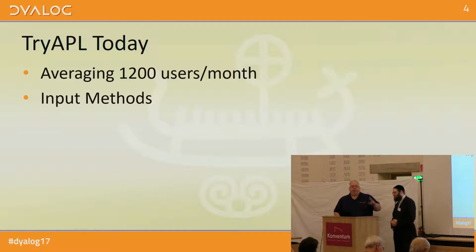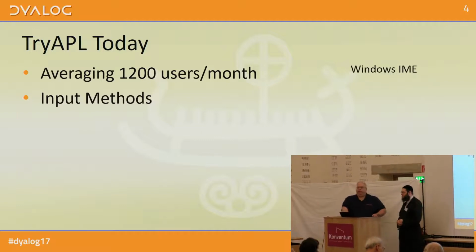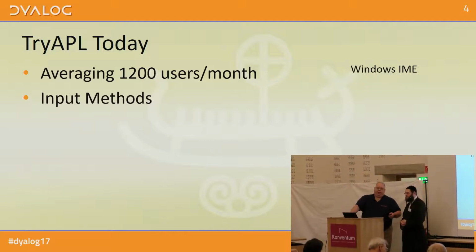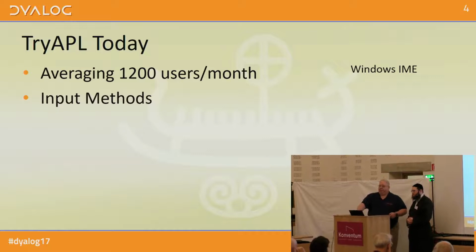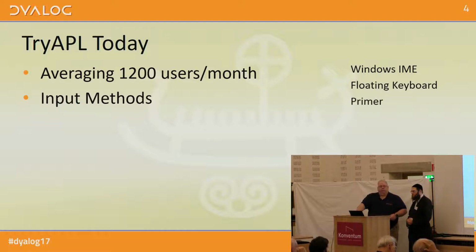And one of the things I want to talk about is how do you get APL characters into TryAPL? And we've got no fewer than 5 different ways. If you happen to have Dyalog APL or the Windows IME installed, you can use that. TryAPL has a floating keyboard that you can use. We have what's known as a primer, or the English call it a primer. In America, we call it a primer, so you can use whichever pronunciation you care, but it's basically a cheat sheet. We have backtick input.